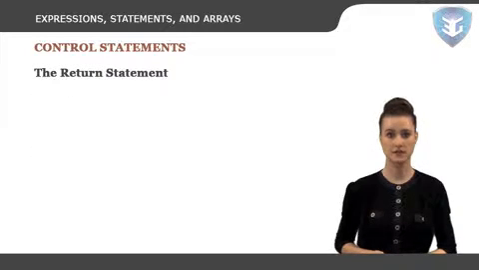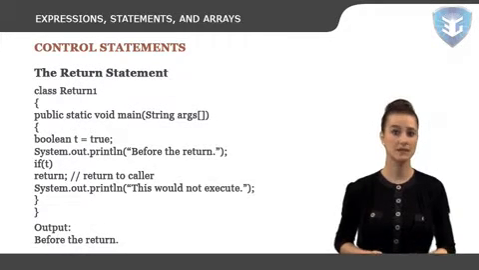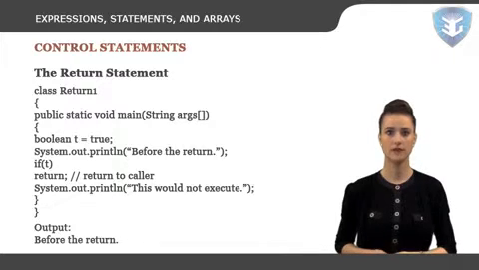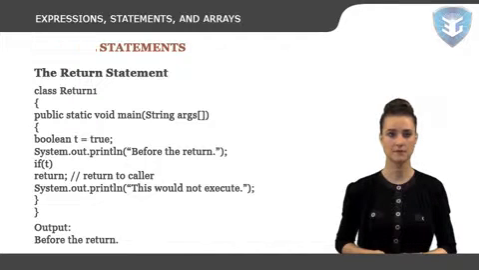The return statement. The last control statement is return. The return statement is used to explicitly return from a method. That is, it causes program control to transfer back to the caller of the method. The return statement immediately terminates the method in which it is executed. The program shown here shows the use of the return statement.